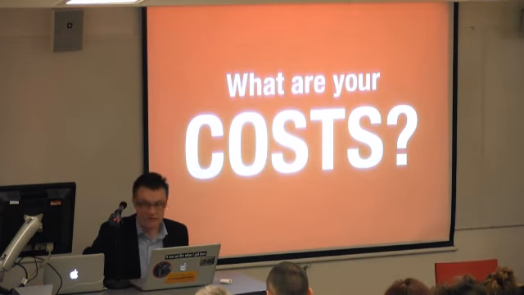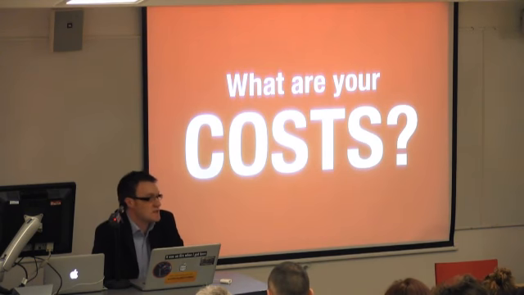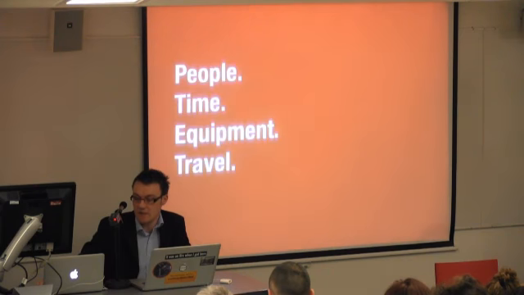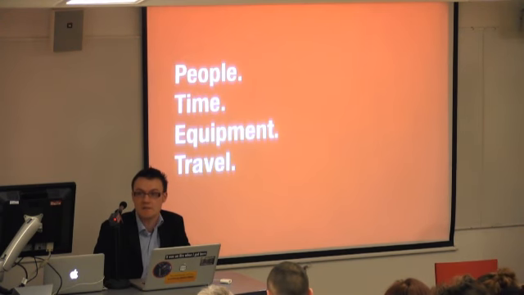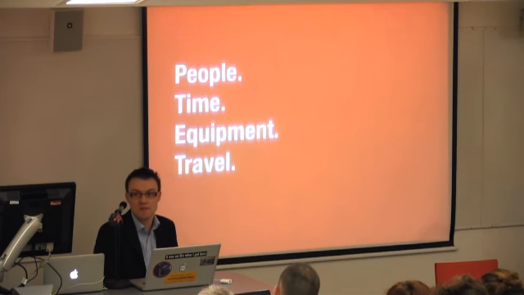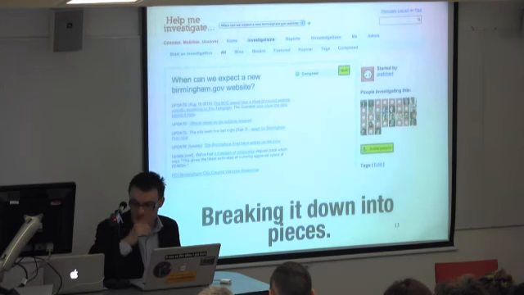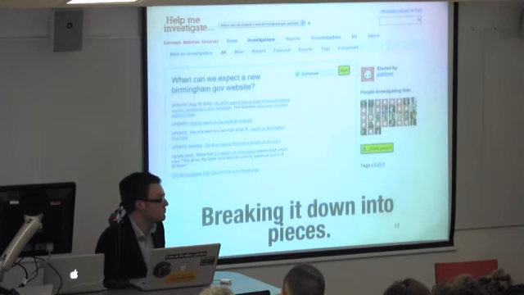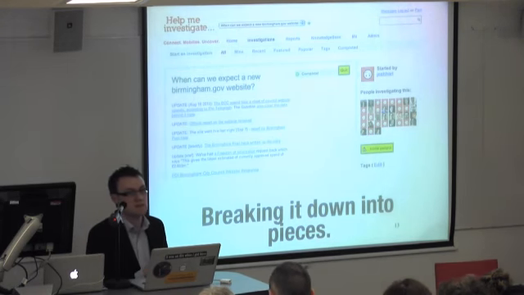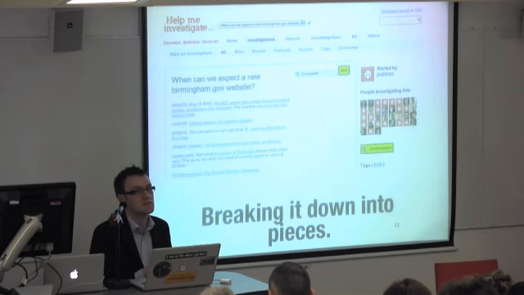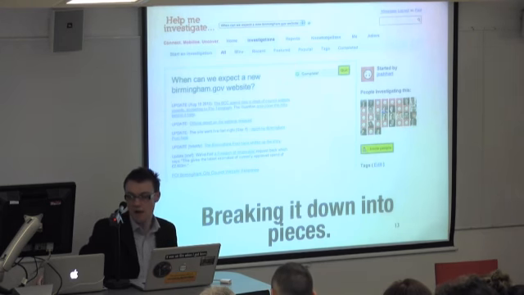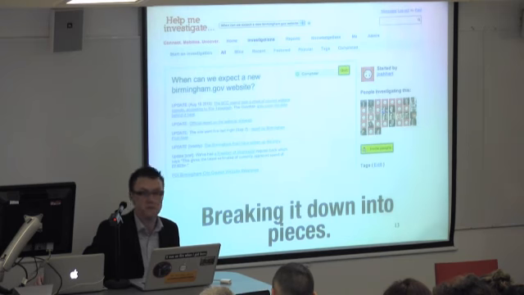So I think the key question, if you're looking to do any sort of investigation, is where your costs lie. And they generally lie in these four areas. So it's the people involved, the time involved, the equipment and the travel. And I'm particularly going to talk about the first two. So I think the first thing is, as with Lego, breaking things down into pieces makes it a lot easier to reduce the costs. It makes it a lot easier to allocate those pieces to other people.